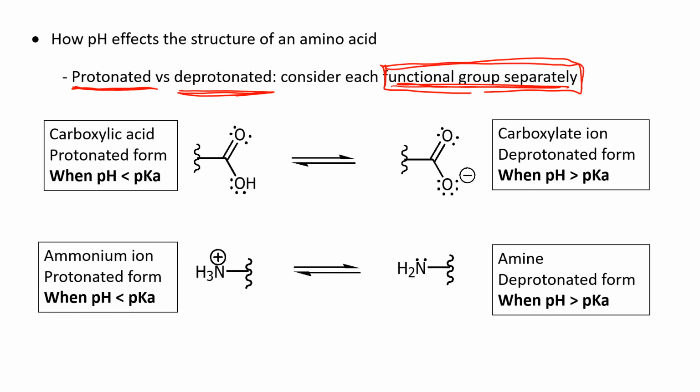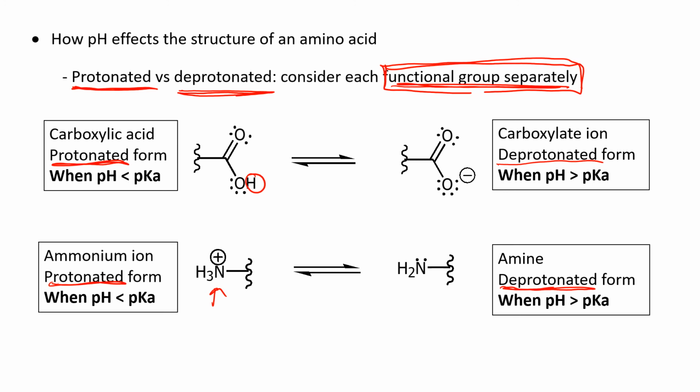So we're going to talk about the carboxylic acid. That's one end of the amino acid. Then we're going to look at the amino group, the other part of the amino acid. So protonated carboxylic acids have the hydrogen. Protonated amines are going to be NH3. Deprotonated carboxylic acids have an O minus, and deprotonated amines are NH2. So know the difference between protonated and deprotonated.